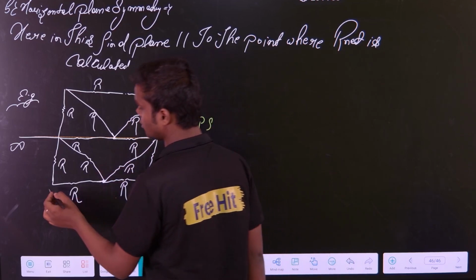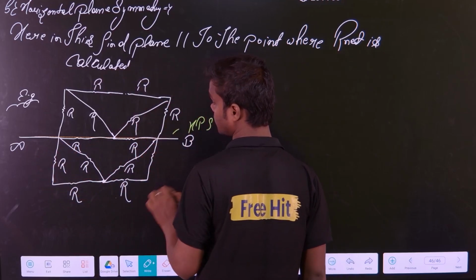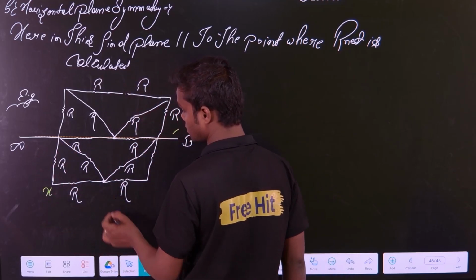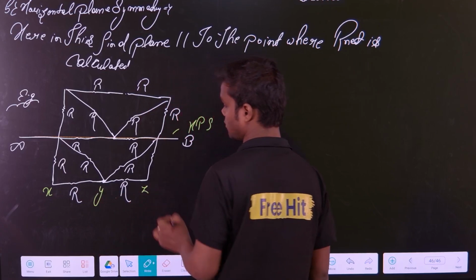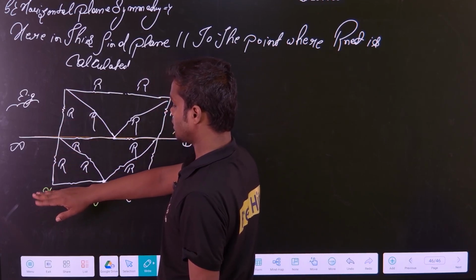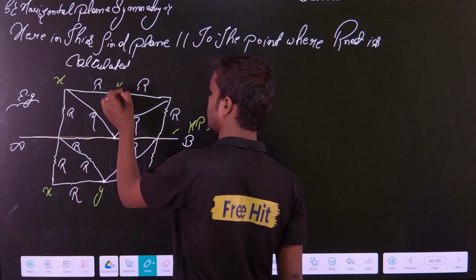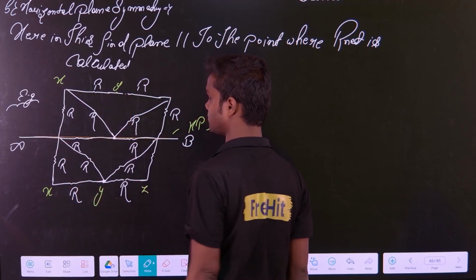What you have to simply do is take this point as x. A is given, B is given. Let's take this point as x. This is at y. This is at z. If this is x and it is a mirror image of this, this should also be x. If this is y, this should also be y. Correct.